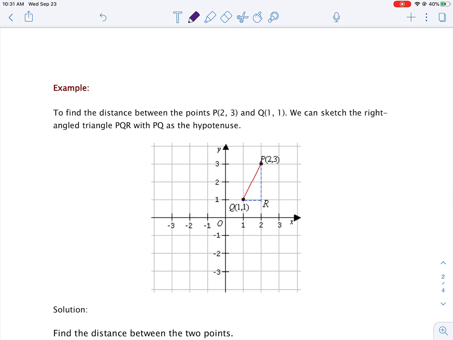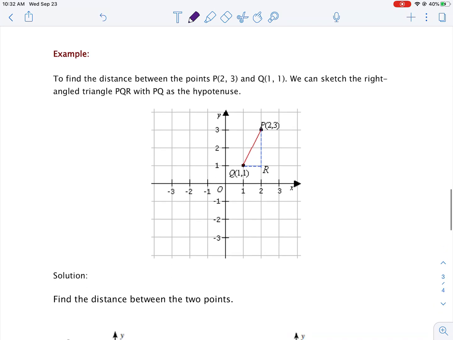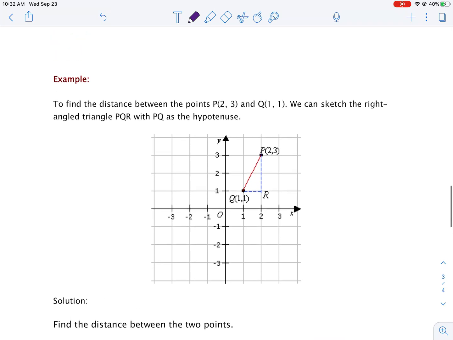Okay, so as you can see, in this first section, it says find the distance between points 2, 3, and 1, 1. We can sketch the right angle triangle PQR with PQ as the hypotenuse, the hypotenuse leg, or your C value. All right, so it says find the distance between these 2 points. As you can see, they've already created the right angle for us, or the right triangle.